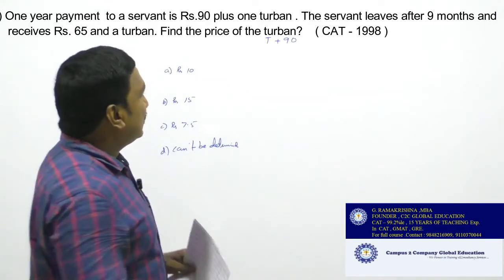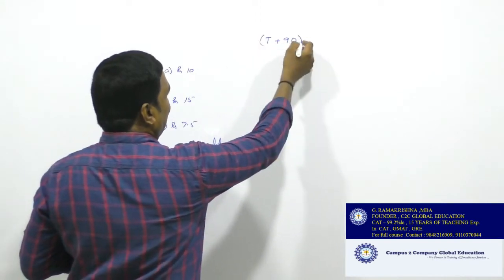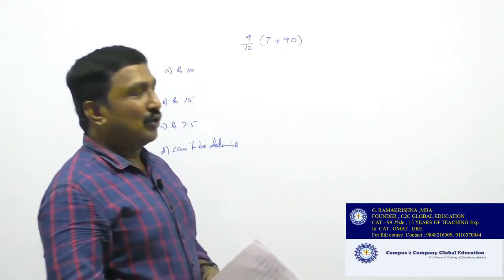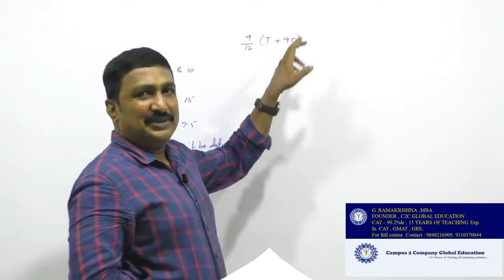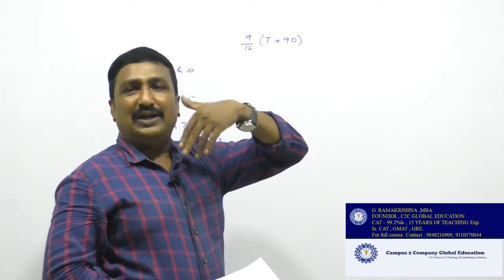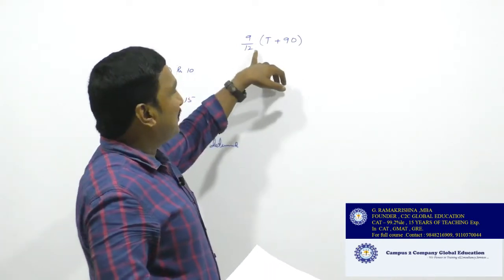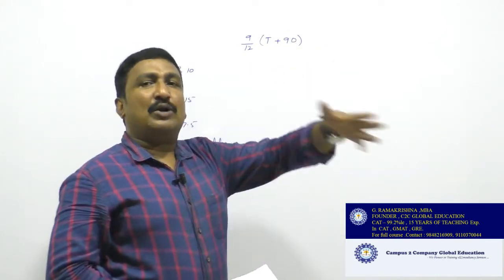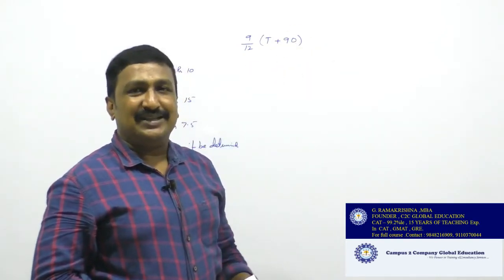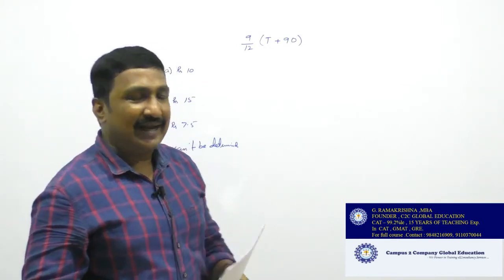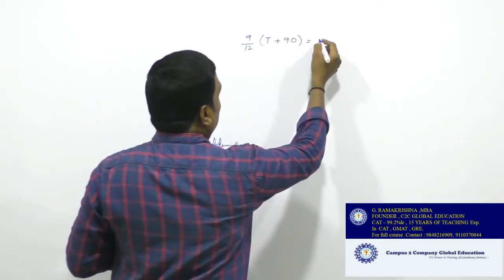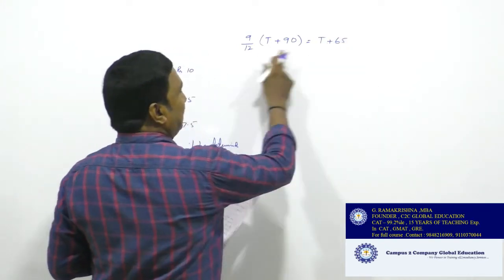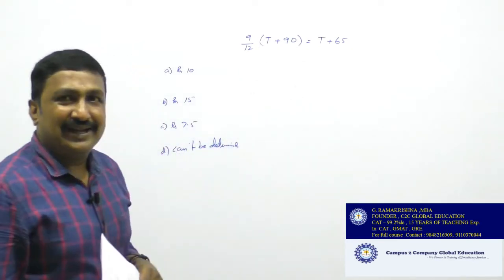9 months. So for 9 months, how much amount he can get? 9 months out of 12 months. So according to the total payment, turban plus 90 rupees is for 12 months. But he worked only 9 months. That means according to 9 months, how much he can get? 9 by 12 into (T plus 90). So according to problem, for 9 months, he received 65 rupees and turban. Okay? So he got a turban plus 65 rupees. According to problem, this is the concept. According to calculation, this is the cost for 9 months.